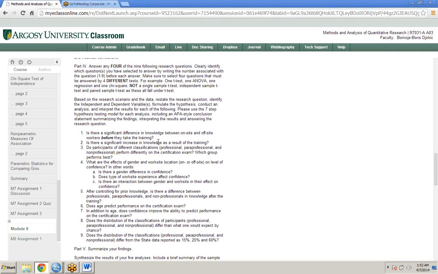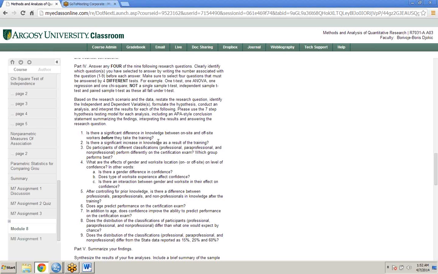Do participants of different classification, professional, paraprofessional, non-professional, perform differently on the certification exam? Which group performs best? This smells like an ANOVA. What are the effects of gender and worksite location, on-site or off-site, on level of confidence? In other words, is there a gender difference in confidence? Does type of worksite experience affect confidence? Is there any interaction between gender and worksite, their effect on confidence? You can use a t-test or ANOVA.